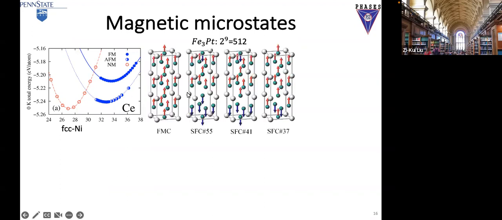Then for the iron 3 platinum, we have to take a lot more states, as we mentioned. You see, you have the ferromagnetic, where all spins point in one direction, then you change some of the spins, then all of them, and change different spins.